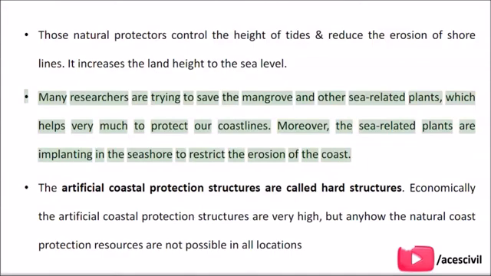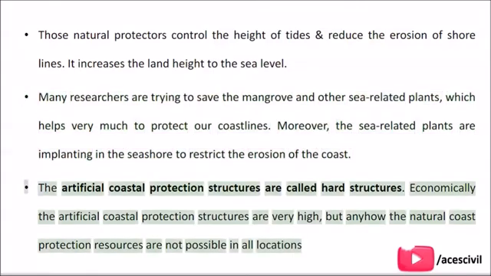Many researchers are trying to save the mangrove and other sea-related plants, which helps very much to protect our coastlines. Moreover, sea-related plants are being implanted in the seashore to restrict the erosion of the coast. The artificial coastal protection structures are called hard structures. Economically, artificial coastal protection structures are very expensive, but natural coast protection resources are not possible in all locations.